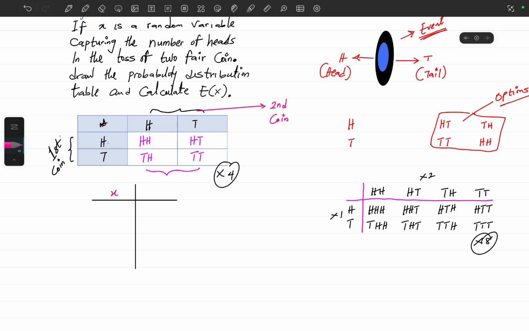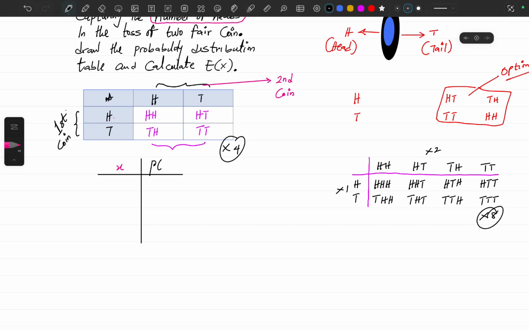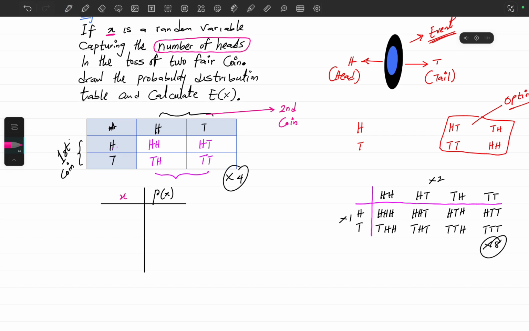What is our x capturing? We have to capture the number of heads, right? So the x represents the number of heads. That's what our x represents. So here we have the x, we have the probability of x. Okay, so let's go ahead and solve this variable. We are capturing the number of heads.